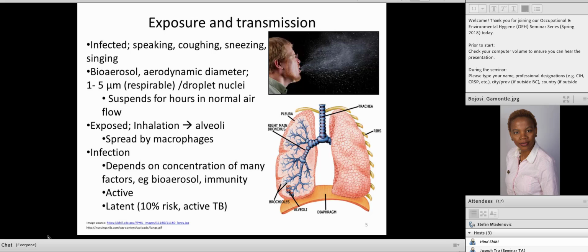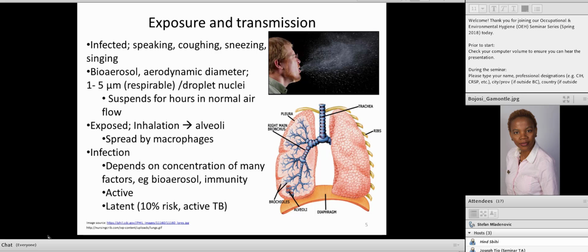So TB is transmitted through the airborne route. When a person who has TB speaks or coughs or sneezes or sings, they release bioaerosols, which is what we call them in hygiene: particulate matter with a range of particles of different sizes. But the ones that we particularly want to talk about are the 1 to 5 microns, which are the respirable size particles. In infection control, they call them droplet nuclei. So anywhere in the presentation, when you hear me talking about droplet nuclei, it's the same thing.